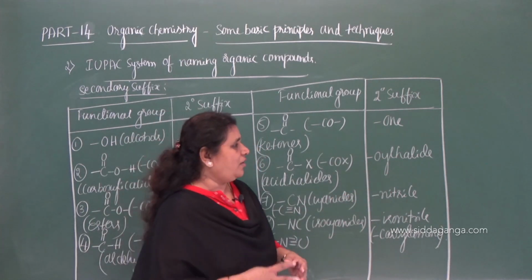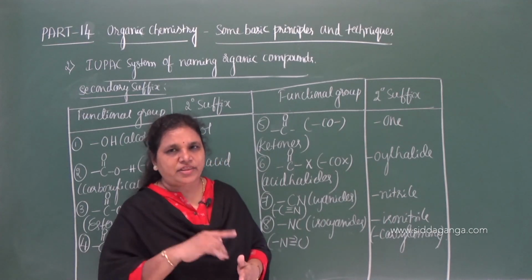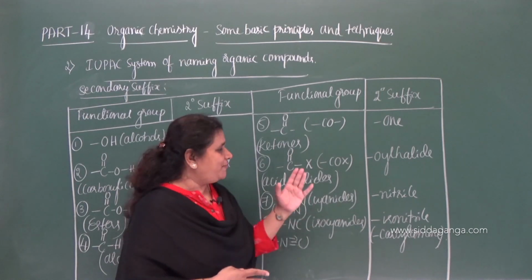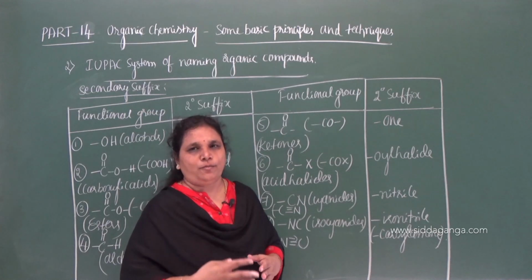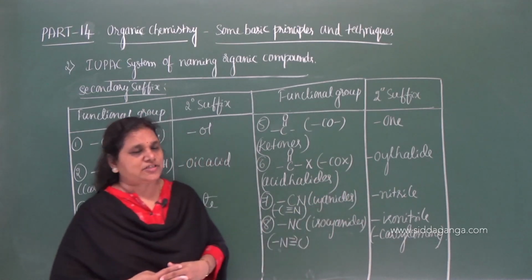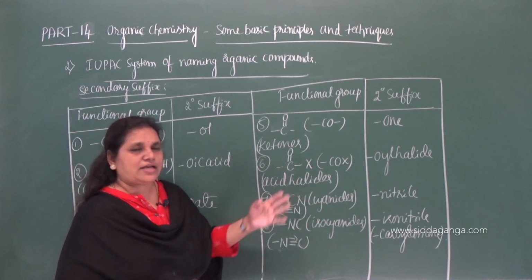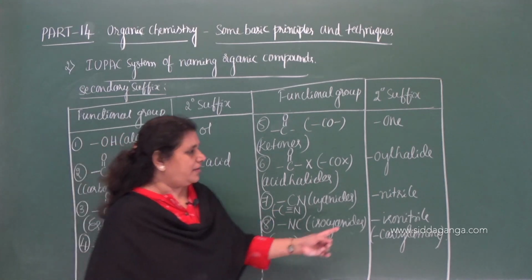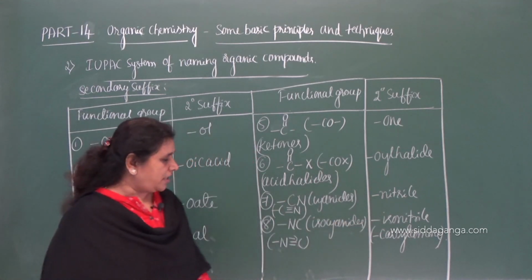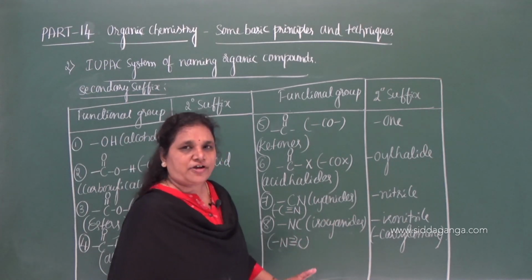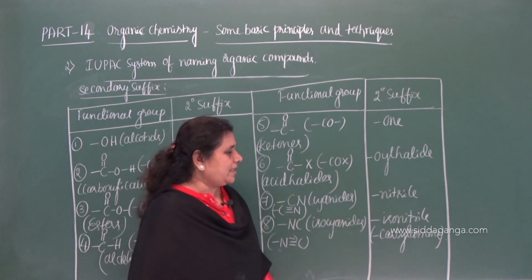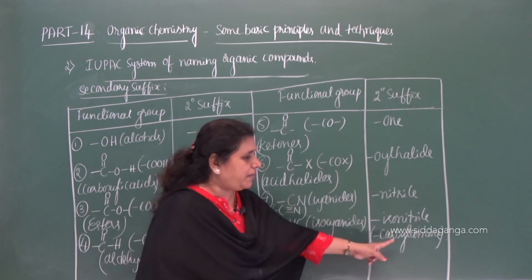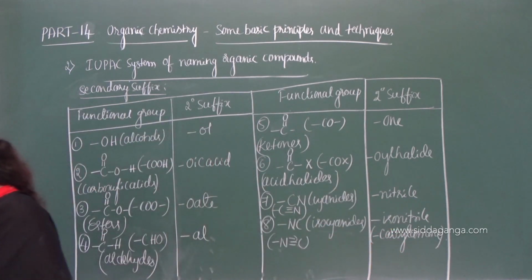If chlorine is there, oyl chloride, it ends with IDE. If iodine is there, oyl iodide. If bromine is there, oyl bromide. Like that you can give the secondary suffix for the given functional group of acid halides. Next one is cyanides. CN, if it is there, then the secondary suffix will be nitrile. If isocyanide functional groups are present, then the secondary suffix will be isonitrile, or you can also write it as carbylamine. Carbylamine is the secondary suffix.